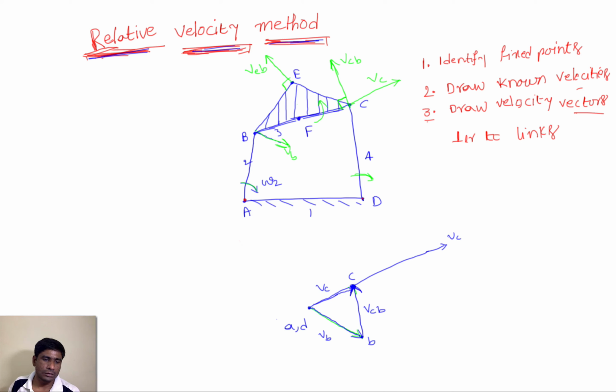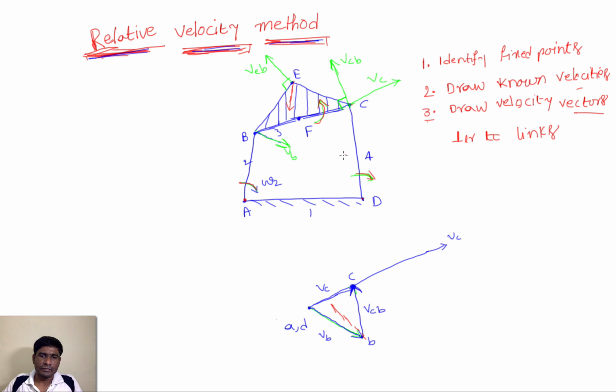So from here I will draw a line parallel to the velocity vector VEB, like this. And from C to E, again this is also actually moving in this direction. So at this instant its velocity is going in this direction, because here this link is moving in the clockwise direction, and this is also moving in the clockwise direction.